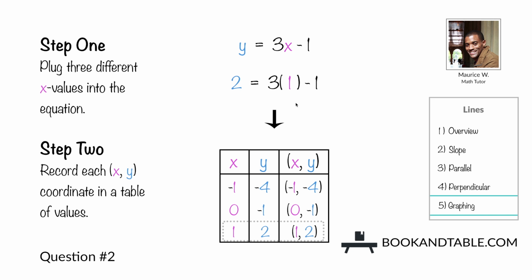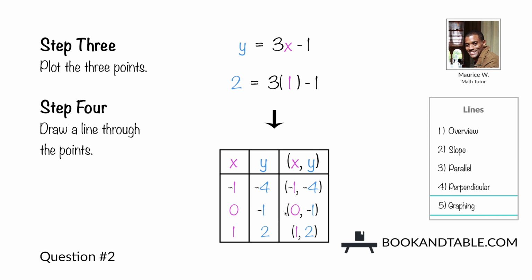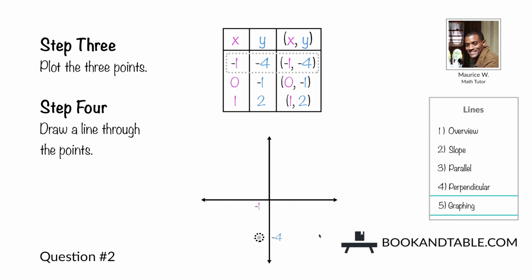And then our third point, we're going to use x is equal to positive 1. 3 times 1 is positive 3. Minus 1 gives you positive 2. So when x is 1, y is 2. So now we have the 3 points of this line. So step 3, we want to plot the 3 points. And then step 4, we'll draw a line through the 3 points.